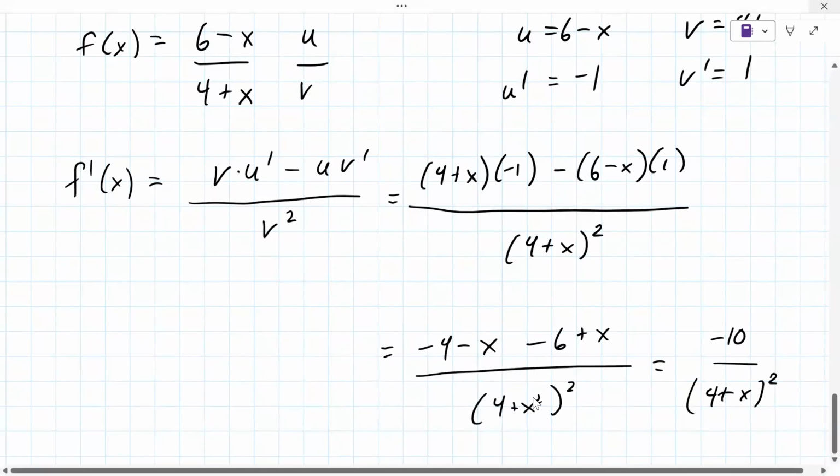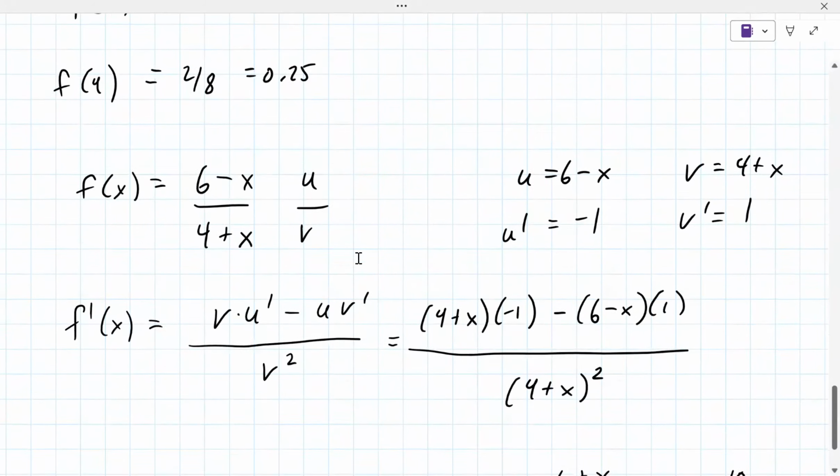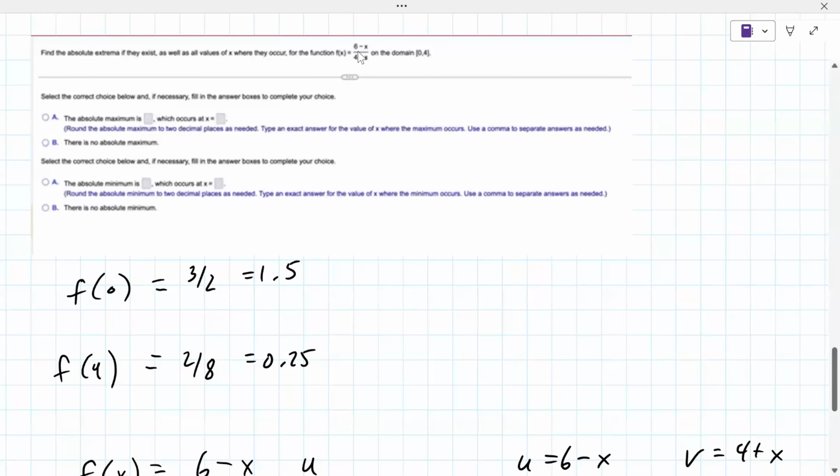So this does not have any critical points. And the reason is there's nowhere where this thing equals 0 because there's no x in the top. So if you get this on the test, you actually know to just use these 2 points to answer the question. There's no critical points to evaluate, and you just use these 2 points here.